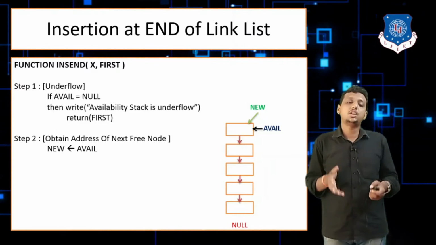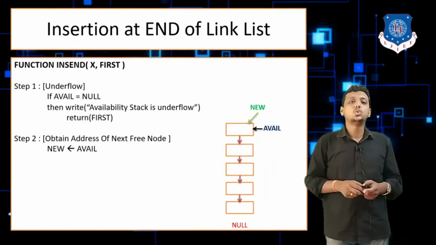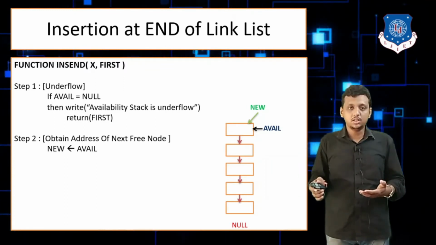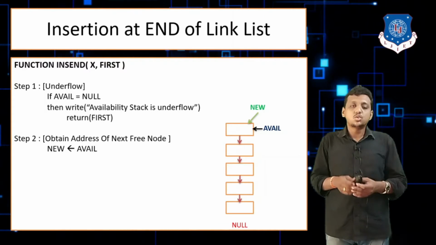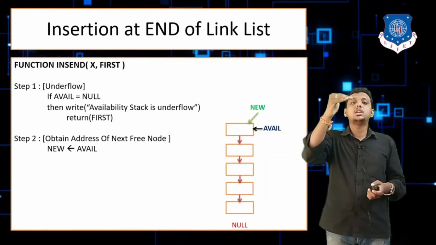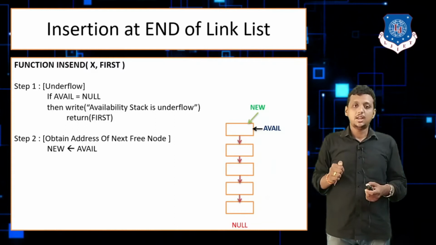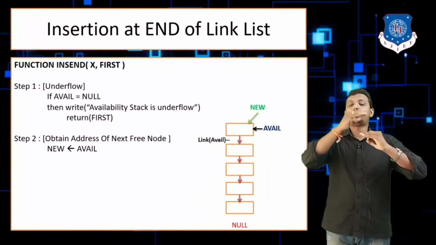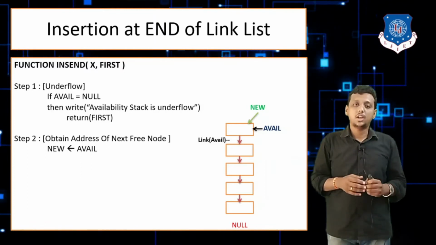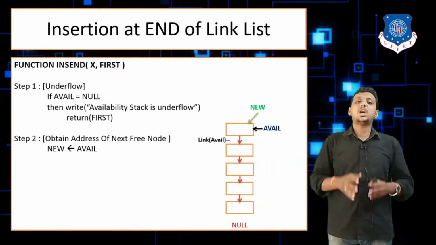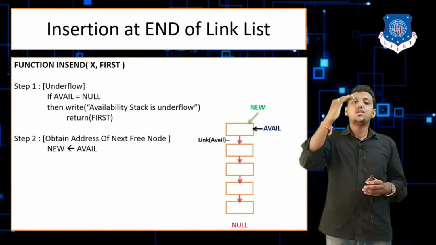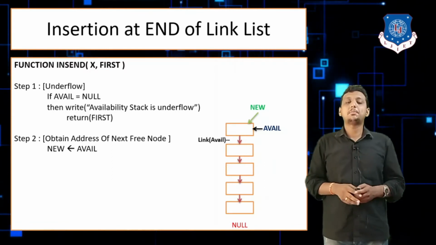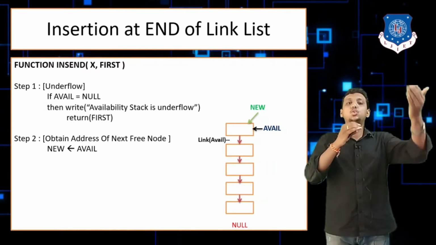And new is a new pointer which always points to a new node. Now we have assigned the new pointer to the avail pointer. So now we can easily move avail from avail to link of avail, because if this is avail, then the node below avail is known as link of avail. That's why we need to move our pointer avail from avail to link of avail. So your third step is known as removal of the new node from the availability stack.